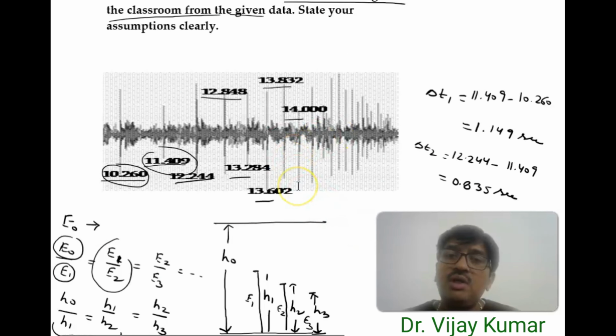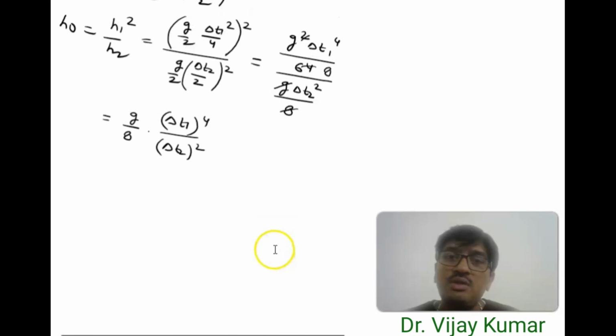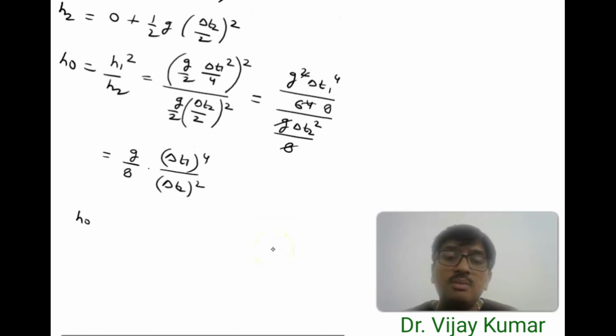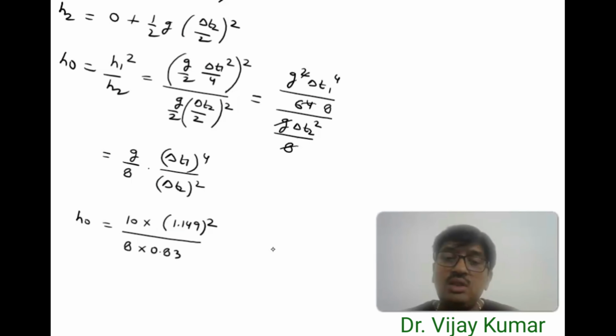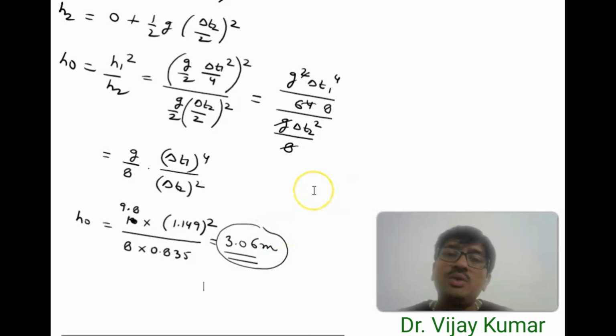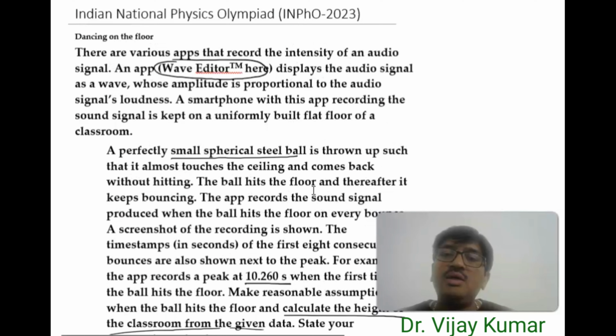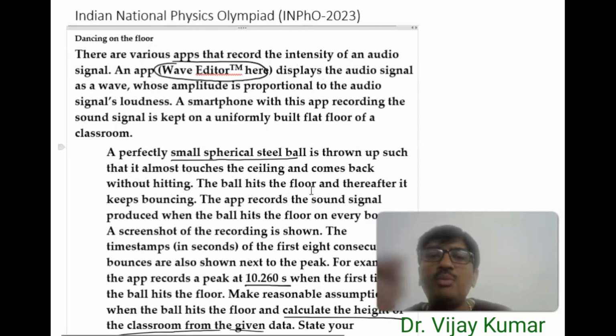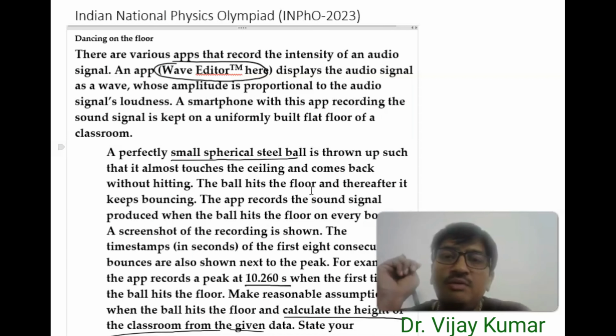Now we put the values of delta t1 and delta t2 in this equation. So h0 becomes 1.149 to the power 4 upon 8 times 0.835 squared, times g, and we take g as 9.8. After solving it, the answer becomes 3.06 meters. So the height of the classroom should be 3.06 meters. Dear students, this is the solution of this problem, and we will meet again with the second problem of the Indian National Physics Olympiad 2023.